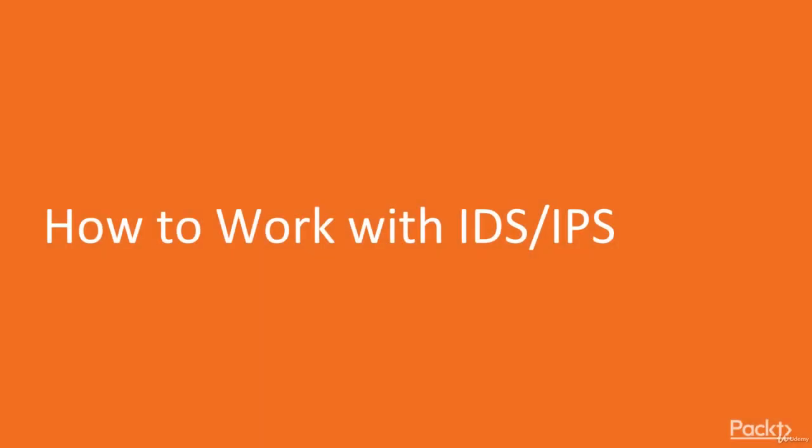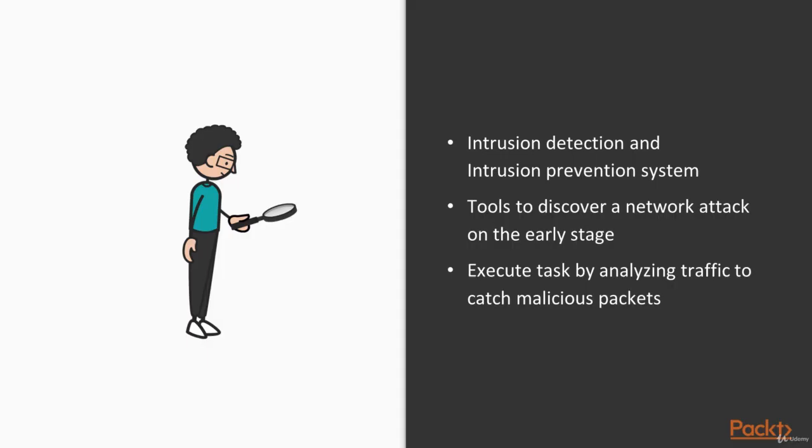Hi. In this video, we'll talk about IDS-IPS, intrusion detection and intrusion prevention systems. We'll learn what they are, why we need them, and how to work with them. Actually, what are IDS-IPS, intrusion detection and intrusion prevention systems? They are tools to discover a network attack at an early stage. They execute this task by carefully analyzing traffic packets to catch potentially malicious packets.